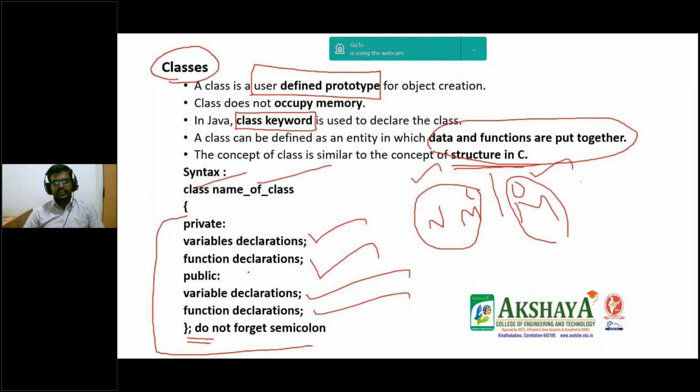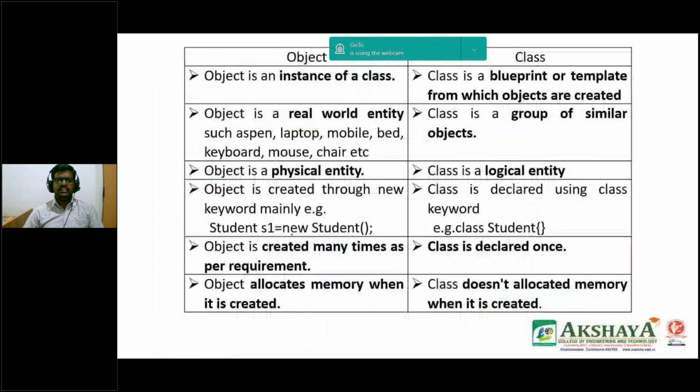Inside the bracket, you need to include variable declarations and function declarations. At the end, you need to put a semicolon. Then this is the difference between object and class. As I told already, an object is an instance of a class. So using a class, you can create n number of objects.